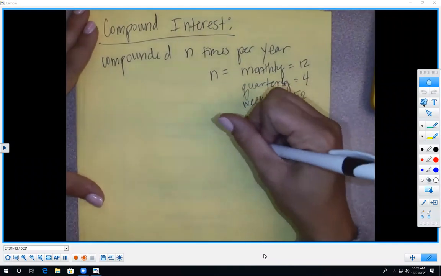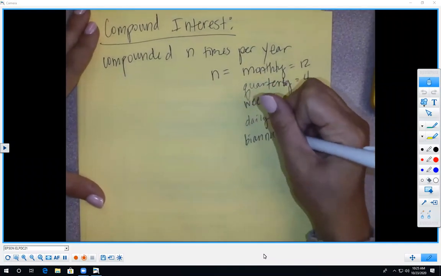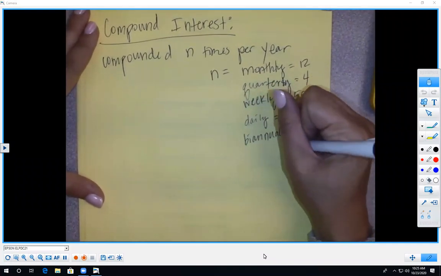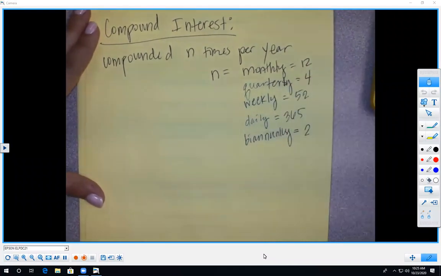What else? I think one you have on your homework is biannually. That means 2 times per year. And I think that's all your options. Technically, you could do hourly or every minute or every second, technically.